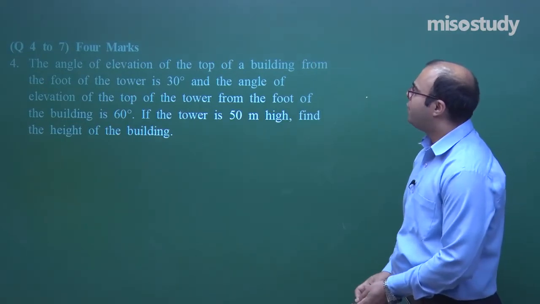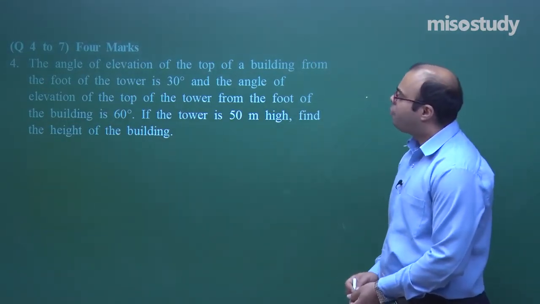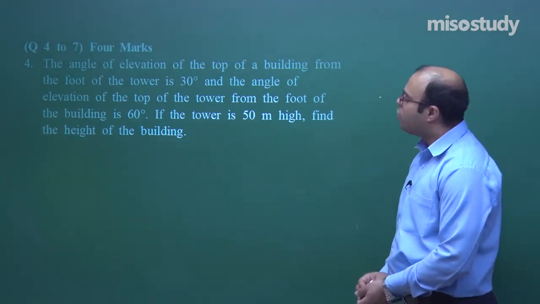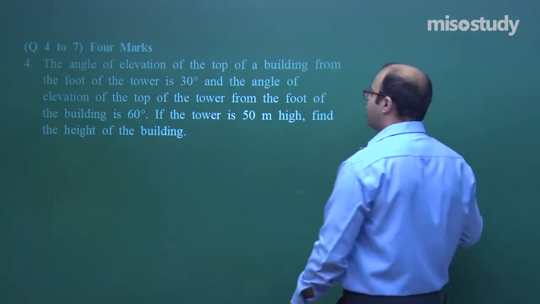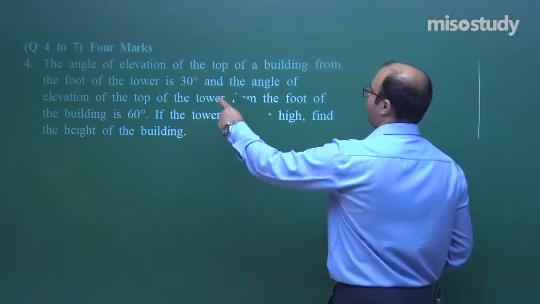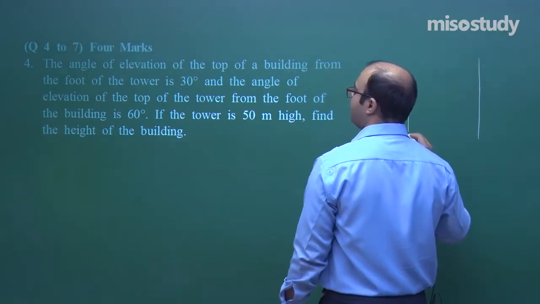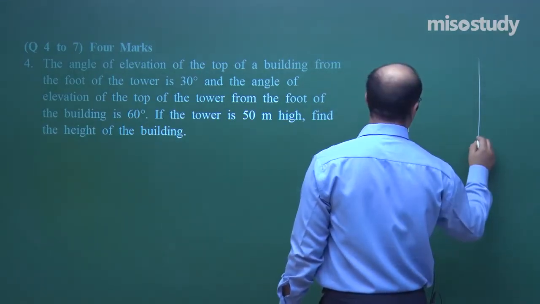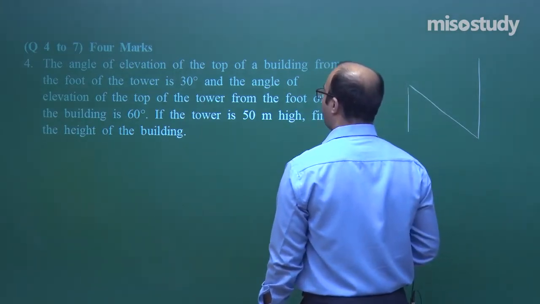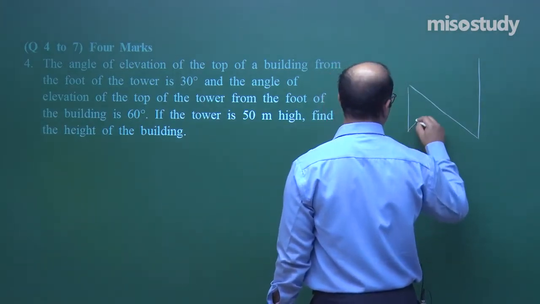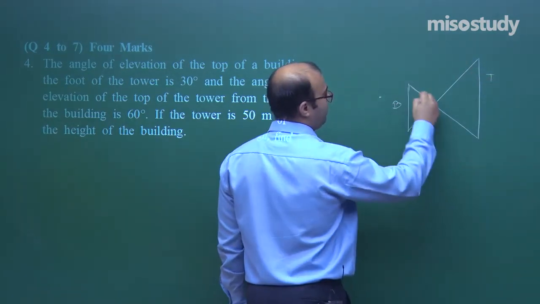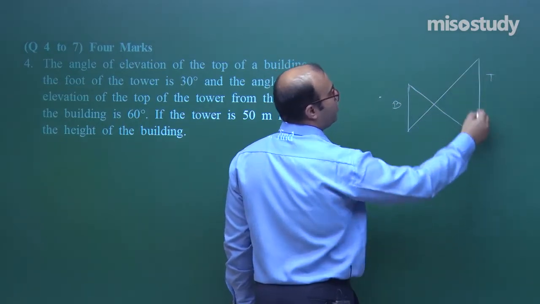Fourth question. The angle of elevation of the top of a building from the foot of the tower is 30 degree and angle of elevation of the top of the tower from the foot of the building is 60 degree. So, there is a tower and there is a building. This is the tower, this is the building. Building is relatively smaller, tower is relatively greater in size.